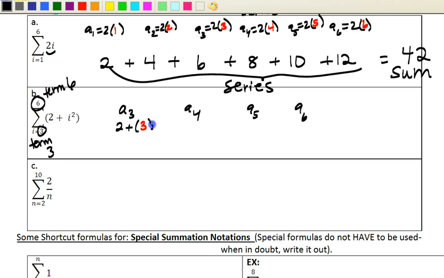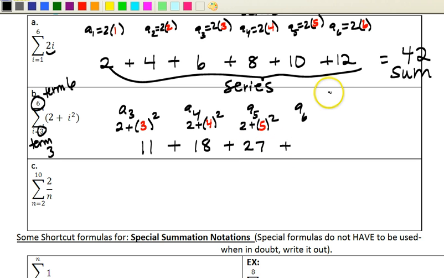So 2 plus 9, 11. 2 plus my variable squared. So 2 plus 16 is 18. 2 plus my variable squared. 2 plus 25 is 27. And 2 plus my variable squared, 2 plus 36 is 38. So that's my series. The sum of the series this time is 94.